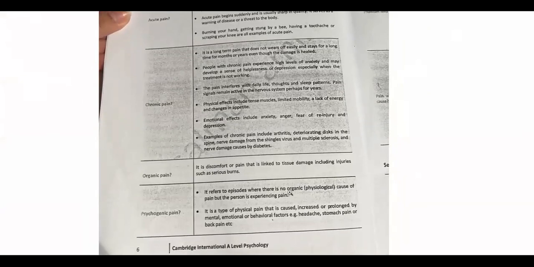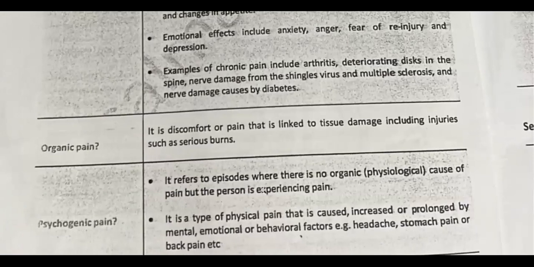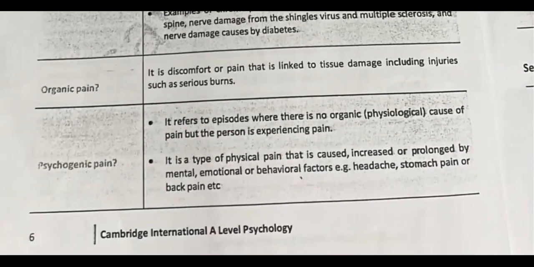Psychogenic pain refers to episodes where there is no organic cause of pain, but the person is experiencing pain. There's no physiological cause, but there's still pain. It is a type of pain that is caused, increased, or prolonged by mental, emotional, or behavioral factors, such as headache, stomach pain, back pain, etc. So why does it say psychogenic? Because it is not caused by something physical that happened to you. However, psychologically you think that a certain part is hurting. There is no physiological evidence of it, however it still hurts.